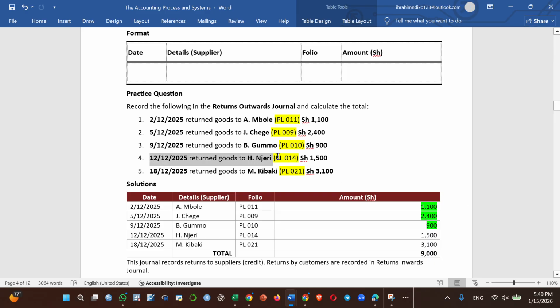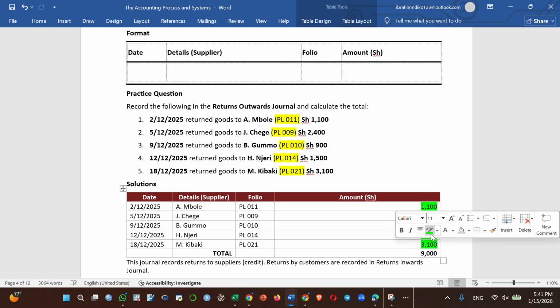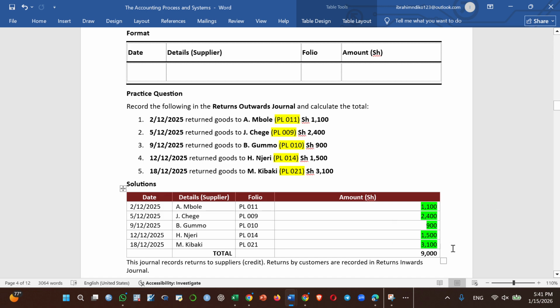Then next on date 12, you can see it here, Njeri returned goods worth 1,500. So we put here the date, date 12, correct. Put Njeri, that is correct. PL014, correct. Then the amount is, you can see it here, 1,200. That is the format. Then the last one is for Mwai Kibaki, 3,100.